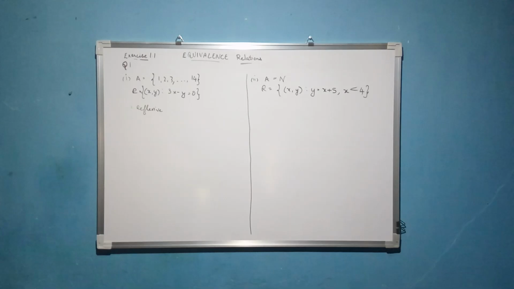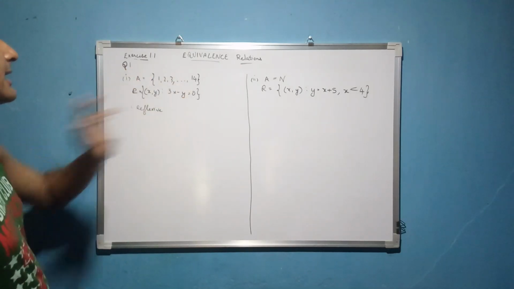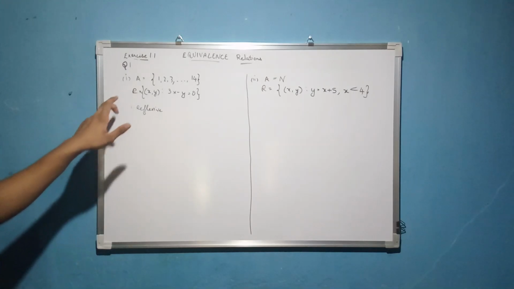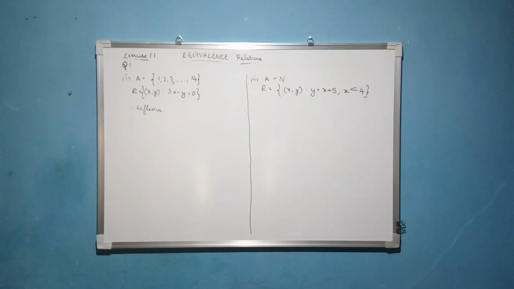Now I'm going to start with exercise 1.1, first question. The first question is to check whether the given relation is reflexive, symmetric or transitive. The first subdivision: given set A is equal to 1 to 14, then R is a relation (x, y) such that 3x minus y is equal to 0.